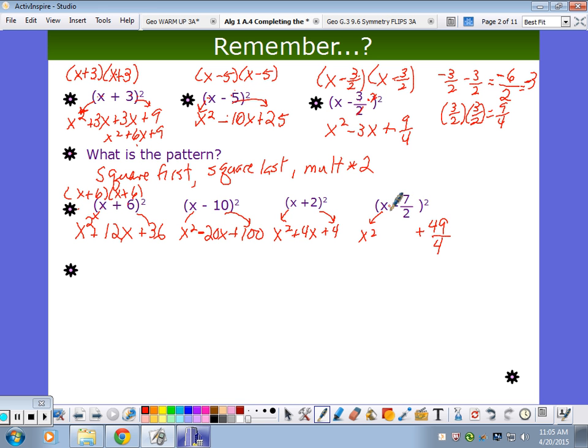Now what happens in here? Remember, you're multiplying times 2, that times that. Knocks out, right? Negative 7x. There it is. This pattern's kind of helpful.